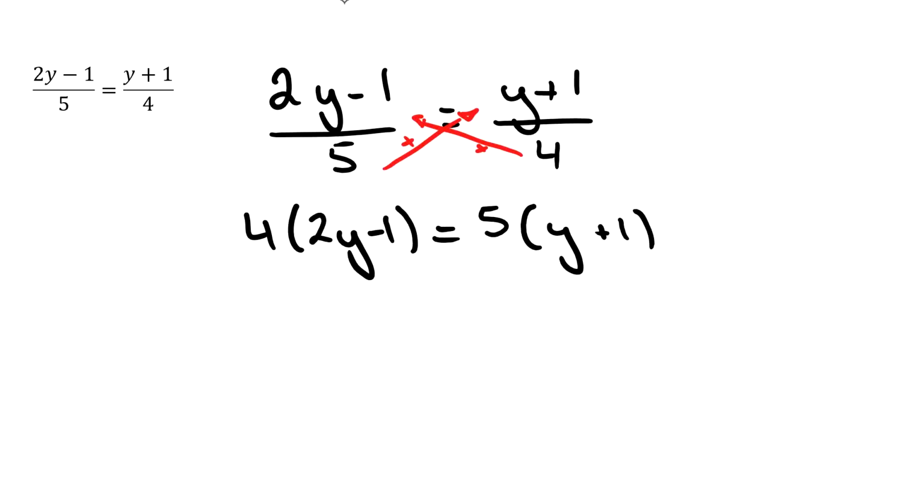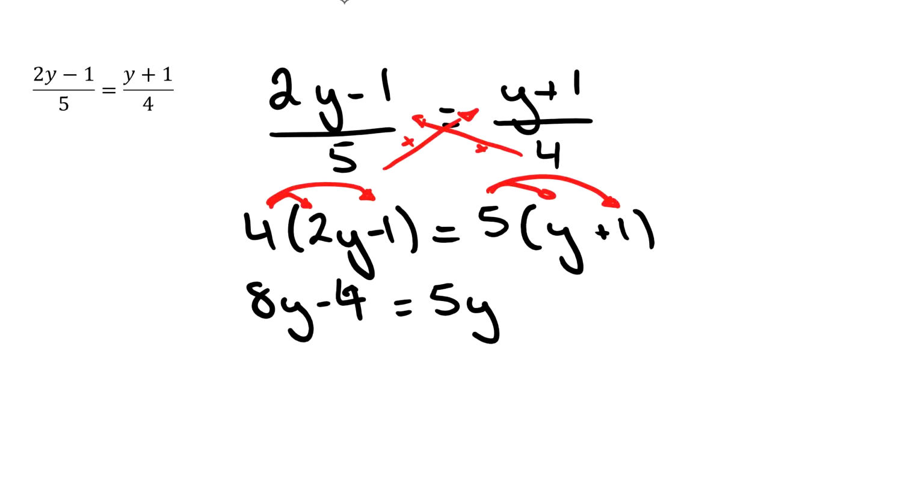plus 1). We then have our expansion, so we'll draw our arrows there. Remember, each arrow represents multiplication. So 4 times 2y is 8y. 4 times negative 1 is negative 4. Then we have 5 times y, which is 5y. 5 times 1, which is 5.